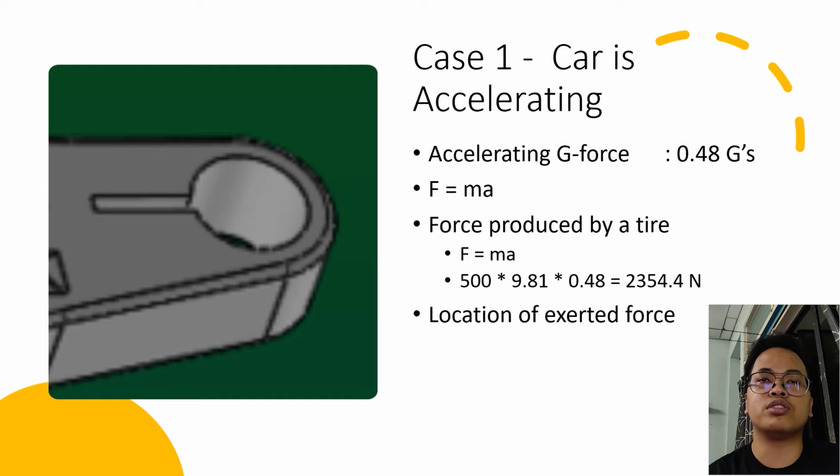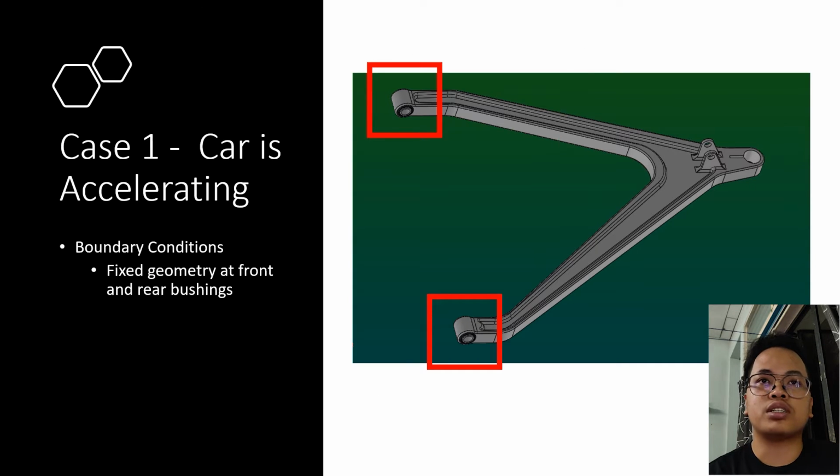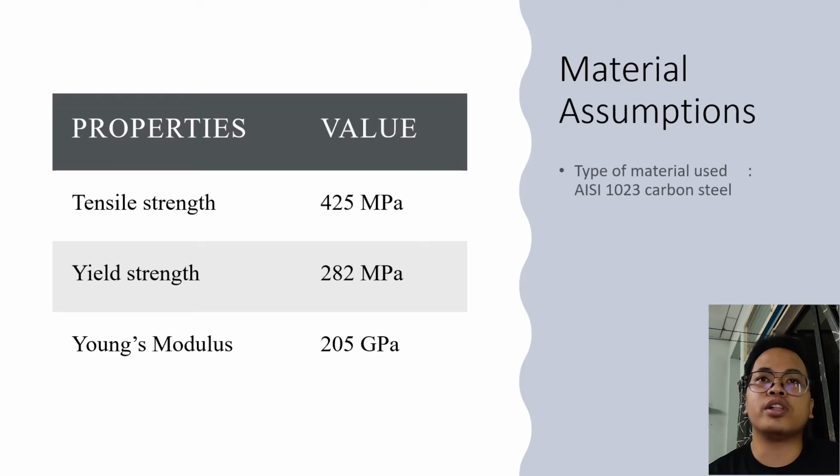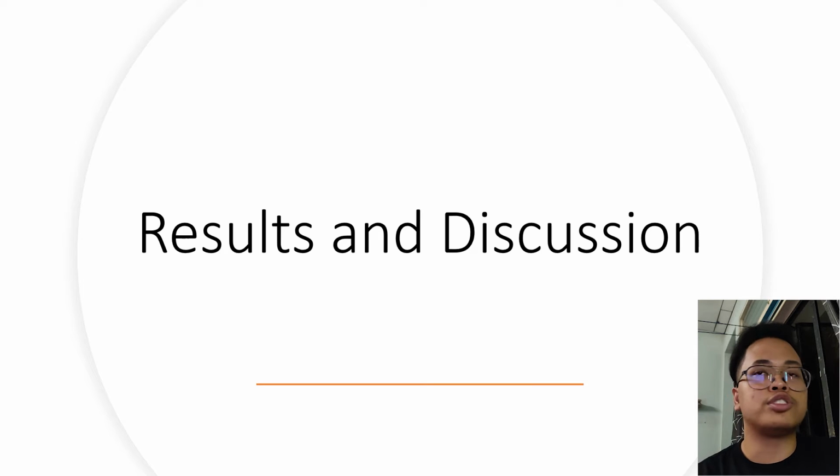For boundary conditions, we will set fixed geometry on the rear and front bushings, and the material that will be used for the lower control arm is AISI 1023. These are the properties and values that will be used during simulation. So we will proceed with the discussion of the results produced by the simulation.